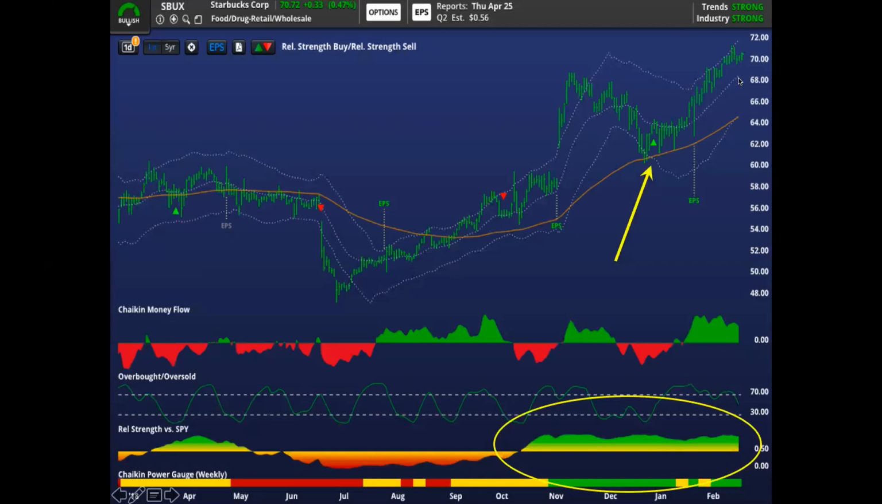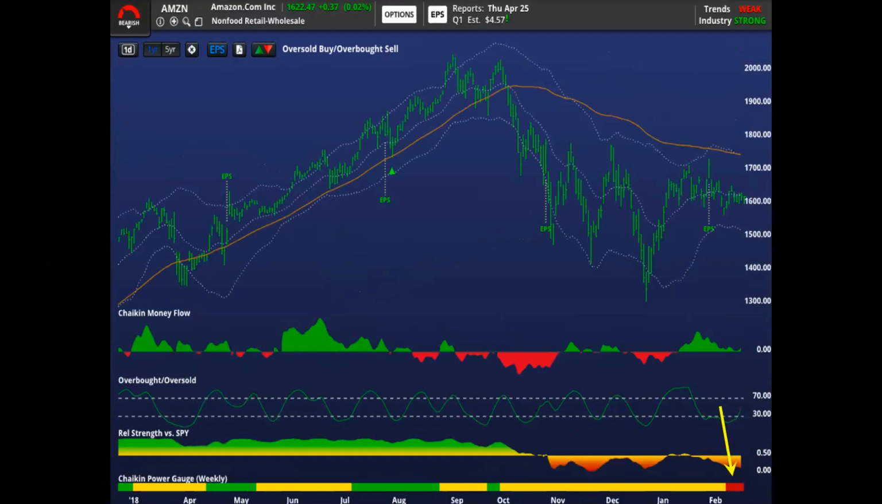You want to wait for a pullback. You want to be patient, follow the discipline, and then look and see if there's a high probability bullish vertical call spread.